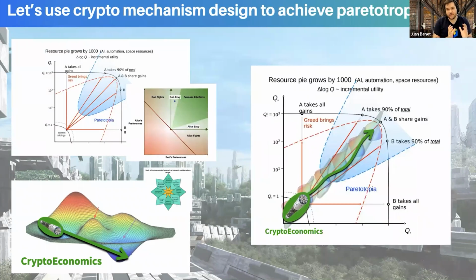So let's use all of this to try and achieve Paretotropia by thinking about the incentive landscape and warping it to cause as much coordination as we possibly can.